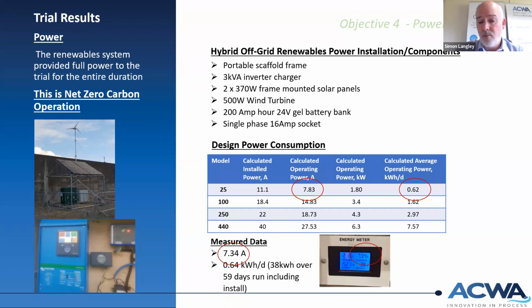Our unit is a low power usage unit. It typically draws 7.8 amps and uses around 0.62 kilowatt hours a day. That's our theoretical design. And we measured the actual on-site, despite it being powered off the micro renewable, at 7.34 amp draw and 0.64 kilowatt hours a day, which is great because it gives us real confidence that our design parameters and the unit actually operating in the field closely correlate.